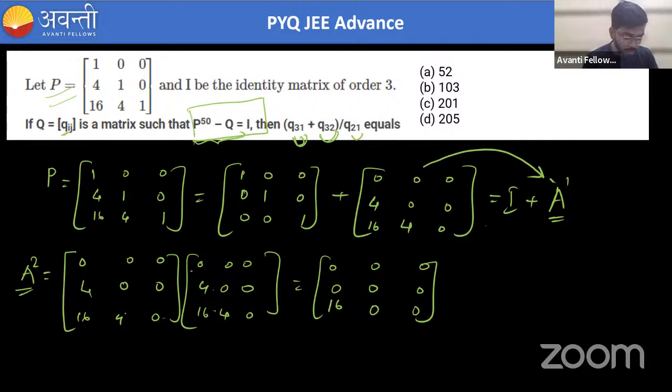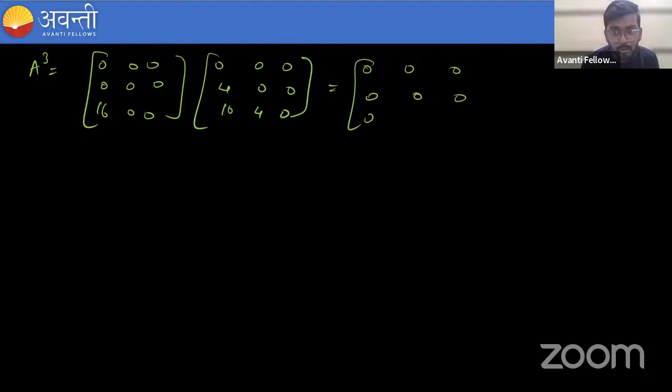Now from this, if you try to find A cube, we have got A square, right? A cube will be A square into A, which is 0, 0, 0, 0, 0, 0, 16, 0, 0, and the A matrix was 0, 0, 0, 4, 0, 0, 16, 4, 0. So after you solve this, you will get the first element as 0, second is 0, third is 0, and all the other elements are 0.